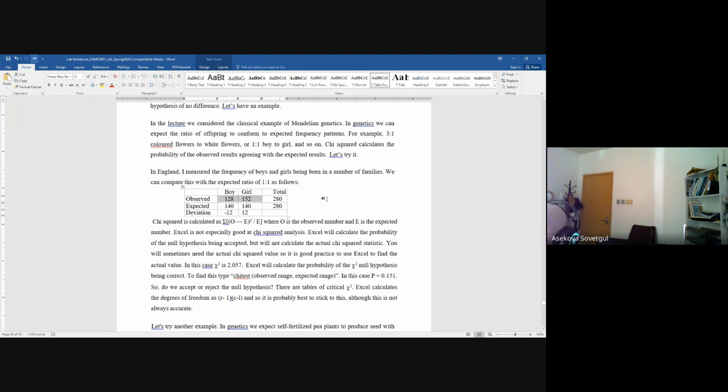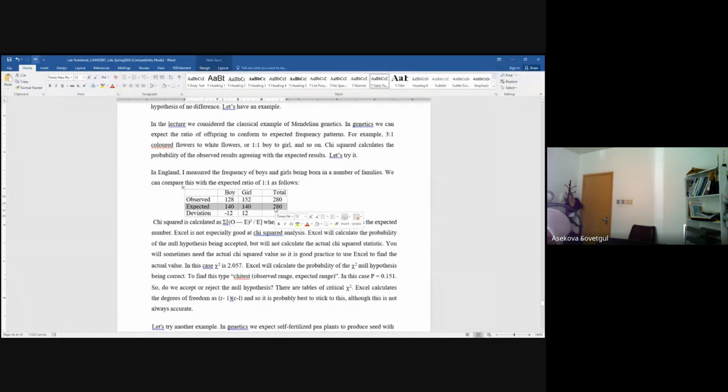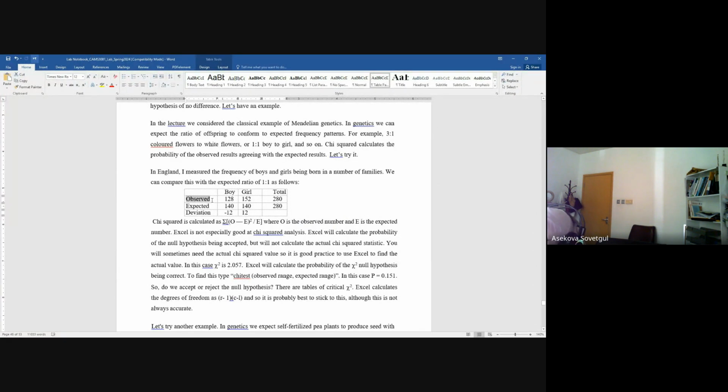I want to calculate and make an inference at the end: at this 95%, I'm sure that my ratio fits what people say about that ratio. Here we have expected values, which were determined by another researcher, and I have my observed values. So let's copy this one to the Excel file.